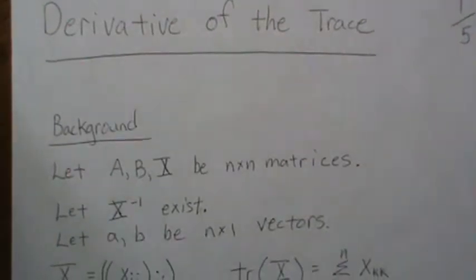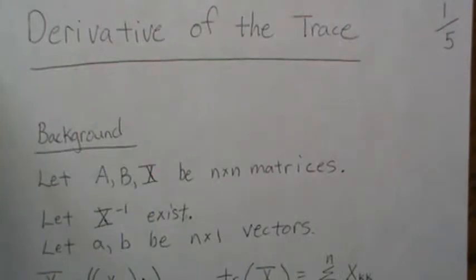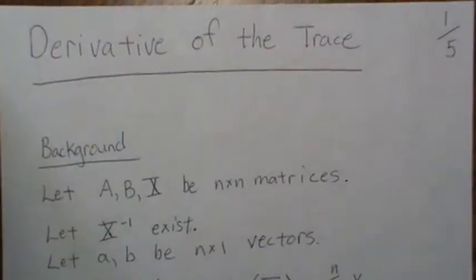The first two videos, and I suggest you go back and watch them, cover the derivative of a determinant with respect to a matrix and the derivative of a quadratic form with respect to a vector. A lot of the notation and nomenclature from those we're going to use in this video. So let's jump right in.